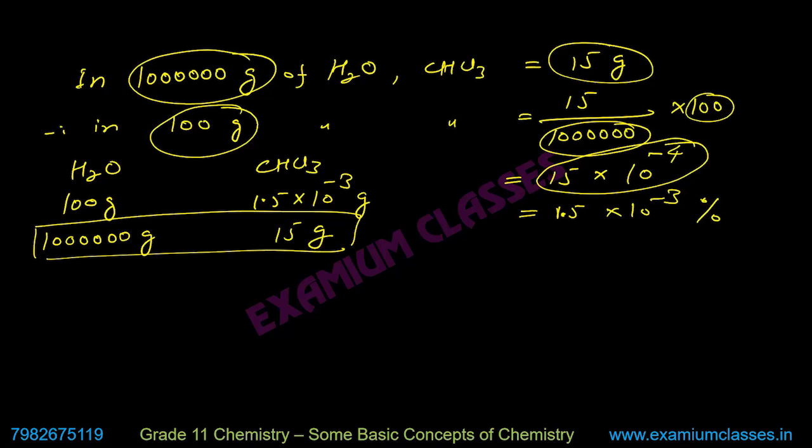Means mass in kilograms, 1000 kilograms. I have converted grams to kilogram, divided by 1000. And 15 grams will be equal to mass divided by molar mass of CHCl3 as number of moles. So I'm calculating moles here.